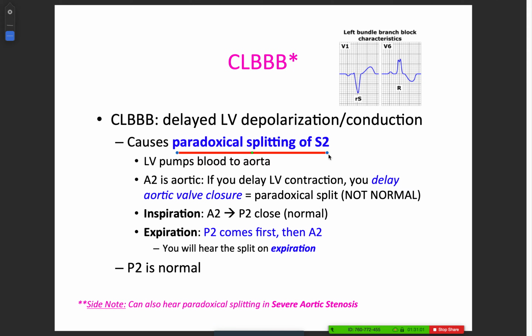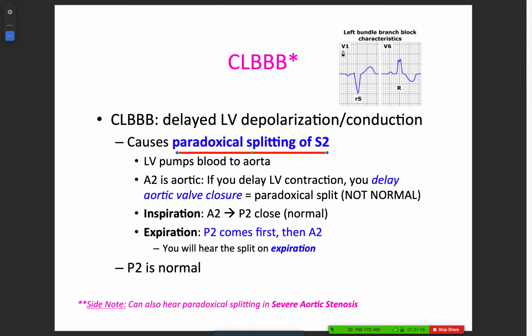There's another way to get a paradoxical split that we're going to talk about later, but for left bundle branch block, this is one way to get it. And what we just described is exactly what you would see in terms of your EKG.